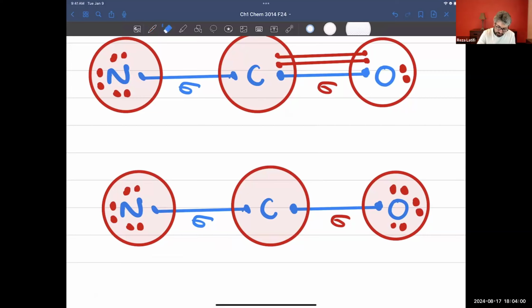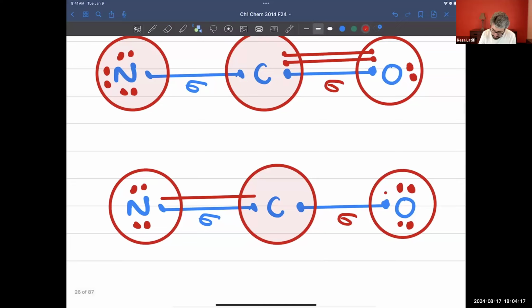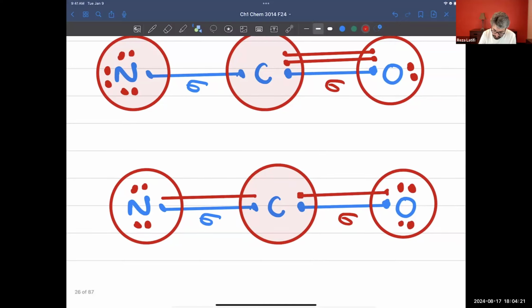So let's go after this lone pair from nitrogen. That's gone. Now we're going to show it as a double bond, a double bond between carbon and nitrogen. Another lone pair from oxygen. Okay, those are pi bonds.